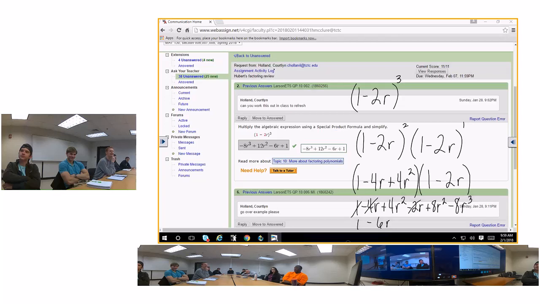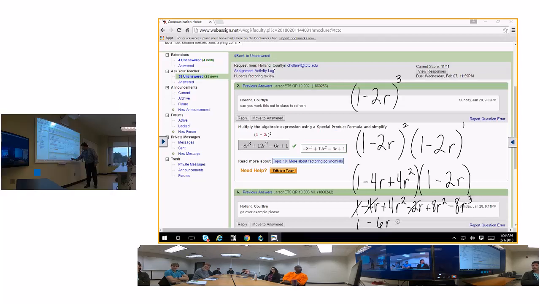Here we go. All right. 4 plus 8 is 12r squared, and negative 8r cubed, and check our answer. And you feel good about yourself.